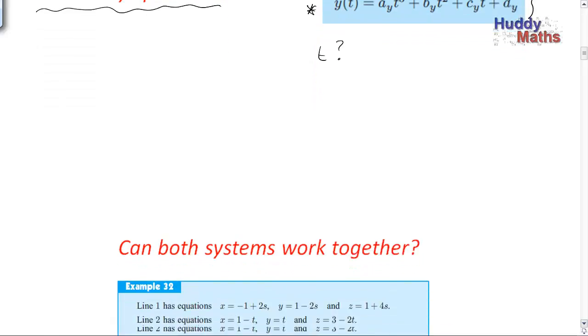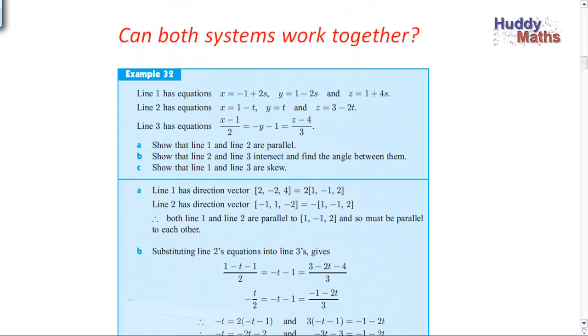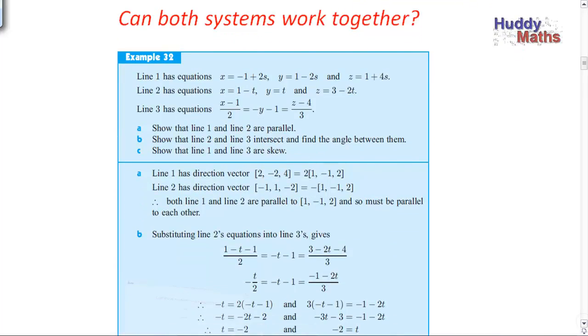What else would we like to consider? Well, here's a good question, and you already know the answers, but you might not realise you know the answer. Can both systems work together? What systems am I talking about? I'm talking about the systems of describing lines and curves in Cartesian form versus parametric form. Can they work together? Here's a question from back in vectors, 3D vectors.